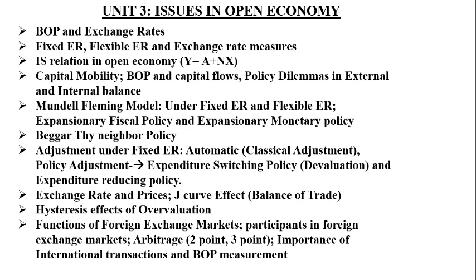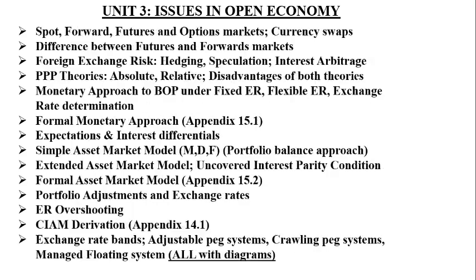Adjustment under fixed exchange rate: we would have automatic adjustment, also known as classical adjustment, and policy adjustment, which includes either expenditure switching policy, namely devaluation, or expenditure reducing policy. Exchange rate and prices, and also the J-curve effect, which shows the diagrammatical effect on balance of trade in the short run and long run. Hysteresis of effects of overvaluation, functions of foreign exchange markets, participants in foreign exchange markets, arbitrage, 2-point arbitrage and 3-point arbitrage, and also the importance of international transactions and BOP measurement.